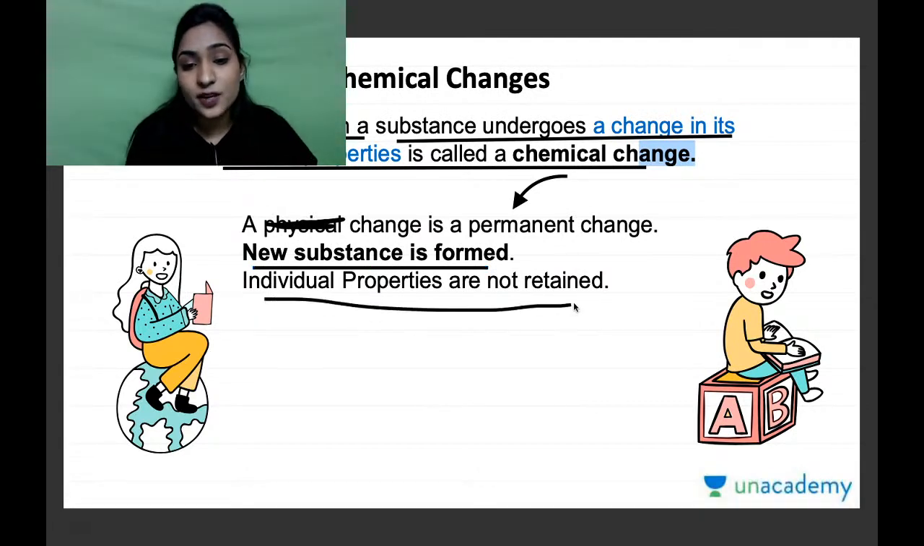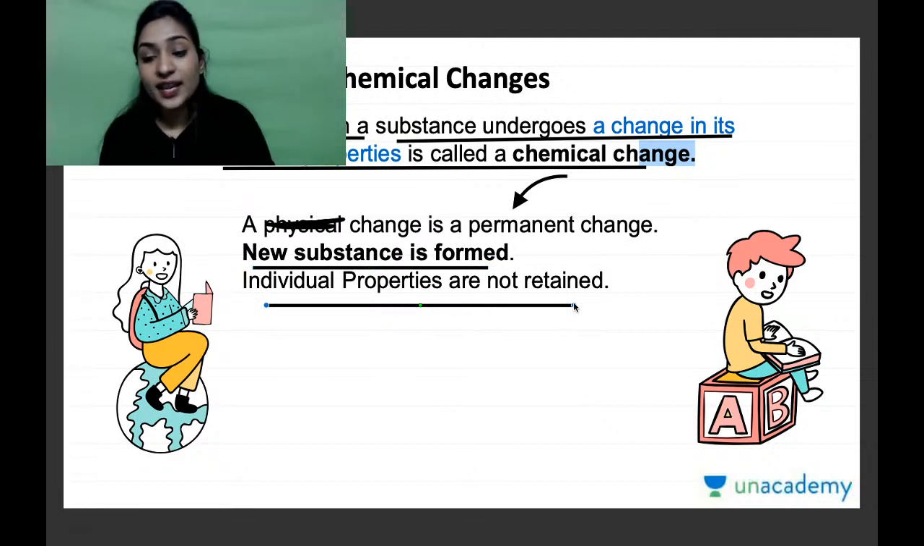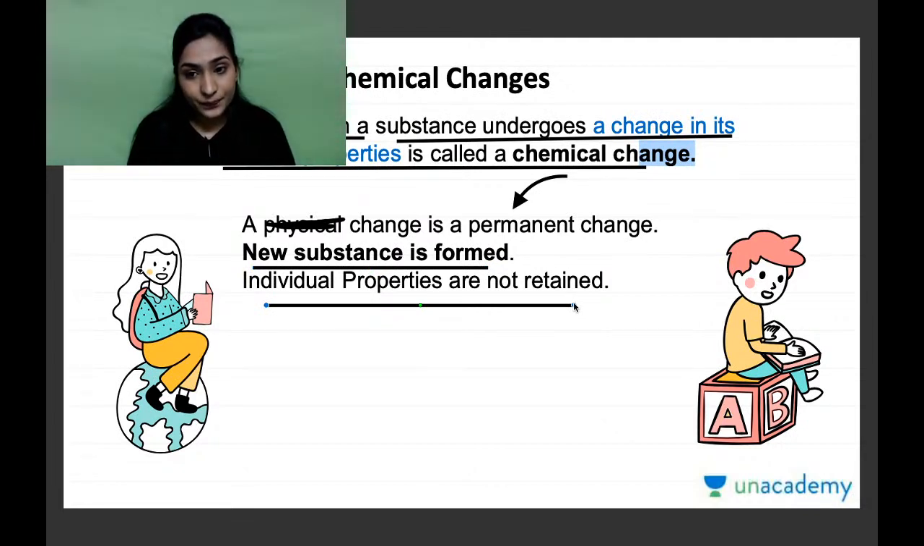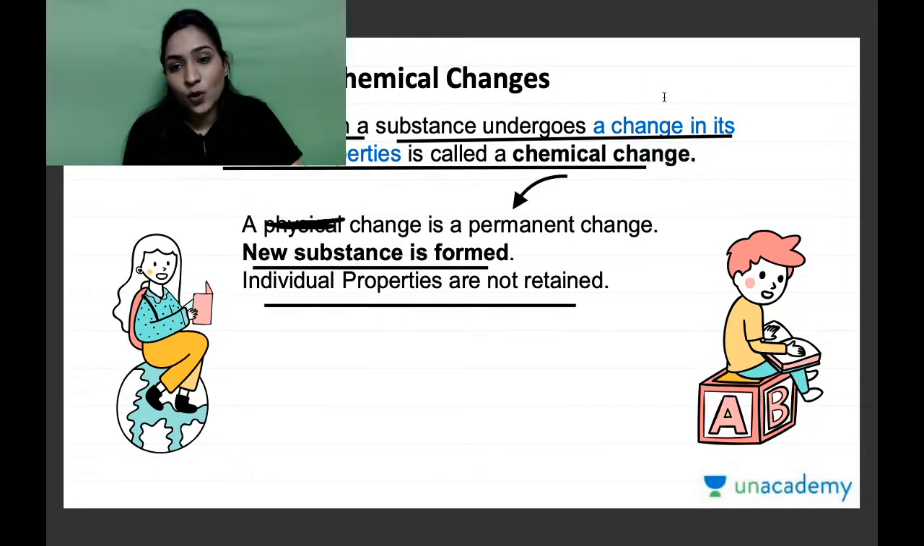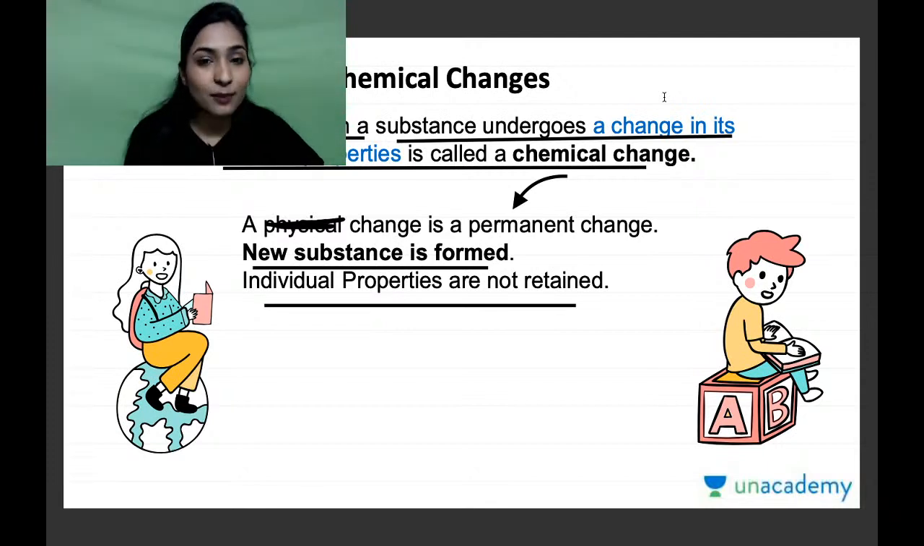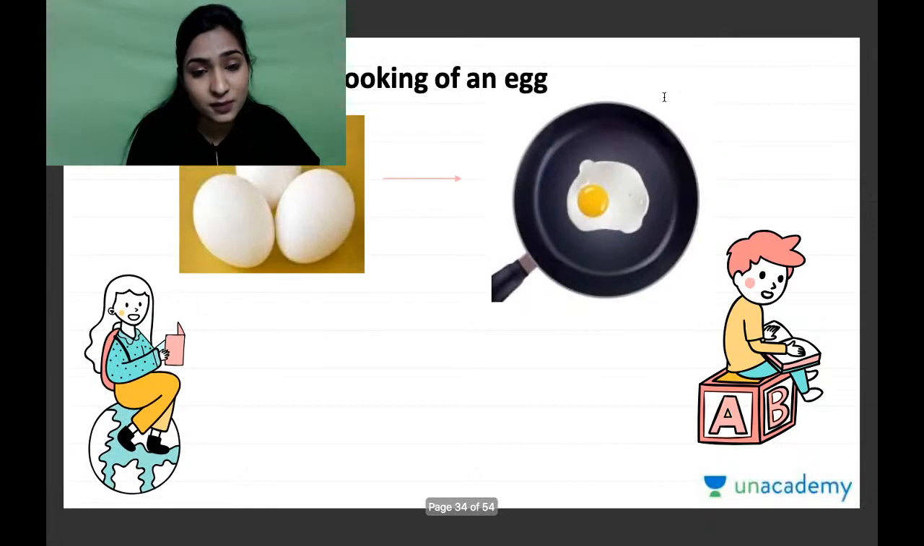So individual properties are not retained. Obviously, अगर नया प्रोडक्ट बन गया है तो ऑब्वियसली इंडिविजुअल प्रॉपर्टी तो नहीं रहने वाला है, क्योंकि नया बन गया वो, तो उसका जो पहले का टेस्ट, पहले का सब कुछ था, वो सब कुछ चेंज हो गया. तो भैया तुम तो चेंज हो गए, आप दोस्त ना रहा, प्यार ना रहा, सब कुछ बदल गया. केमिकल चेंज सब कुछ बदल देता है और आपको वापस वो दोस्त नहीं मिलता है.